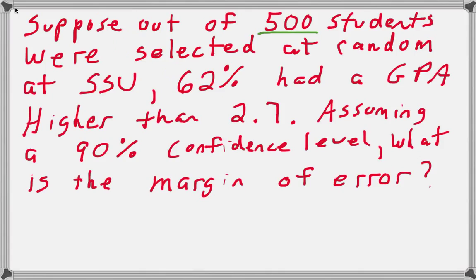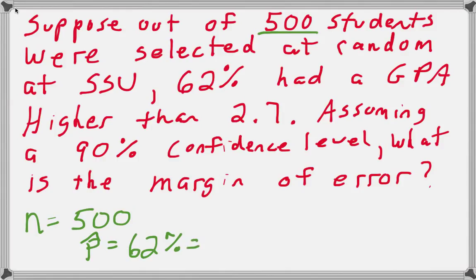So let's get some data going here. Let's crunch some numbers. Sample size is 500. My p hat, my interest proportion, 62%. Going to change that to a decimal right off the bat. Just take that percent, divide by 100. If you're changing a decimal to percent, times by 100.